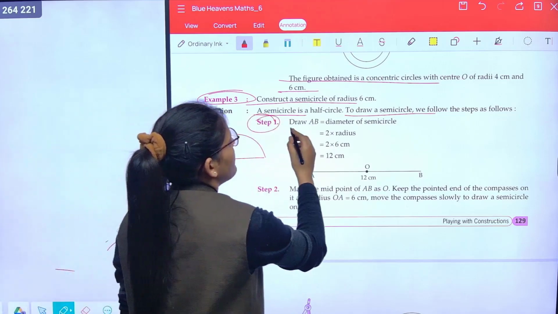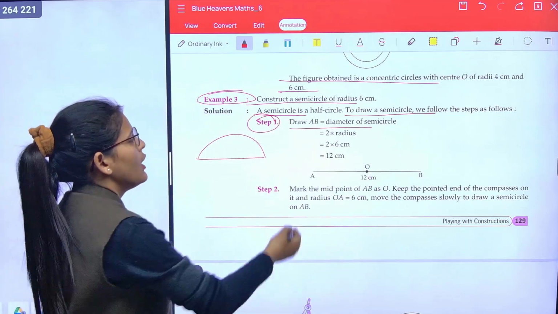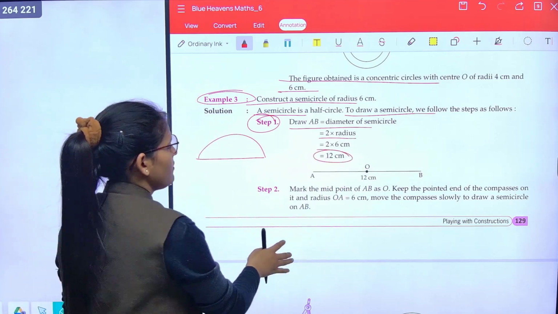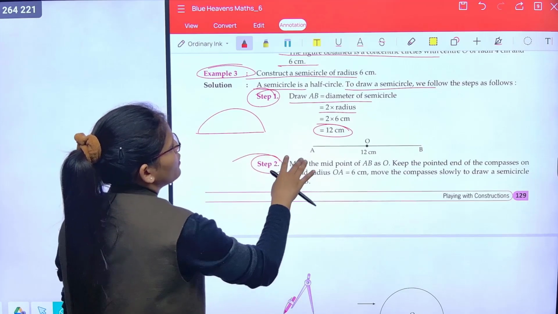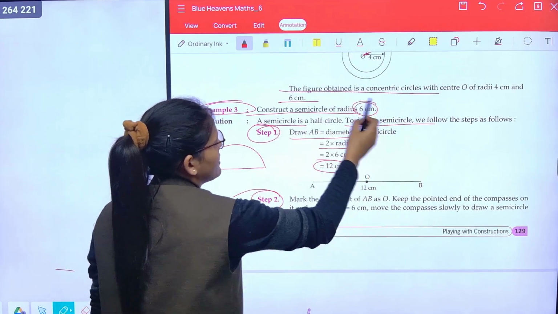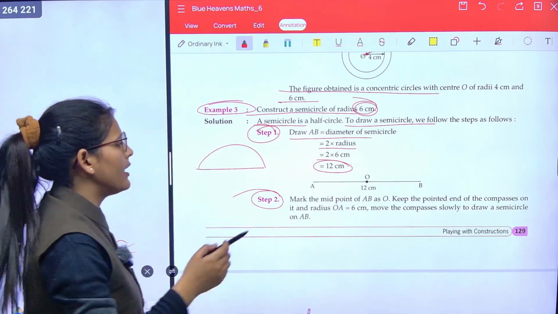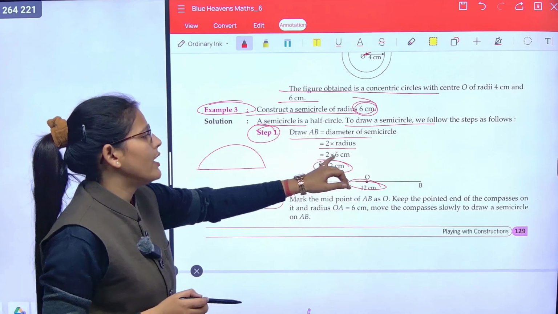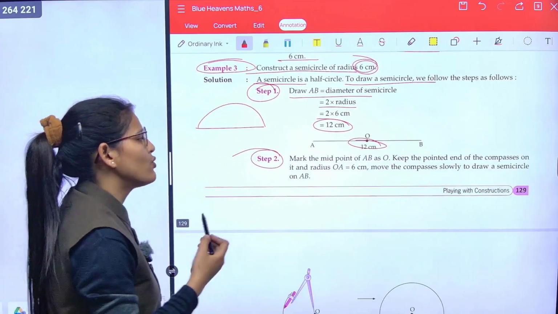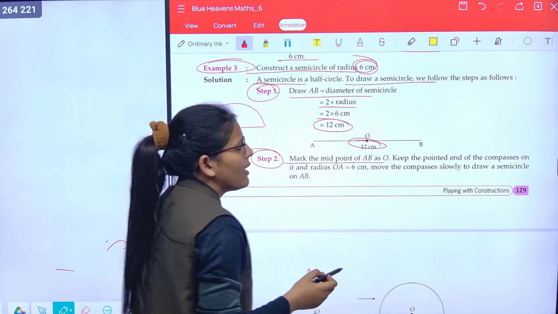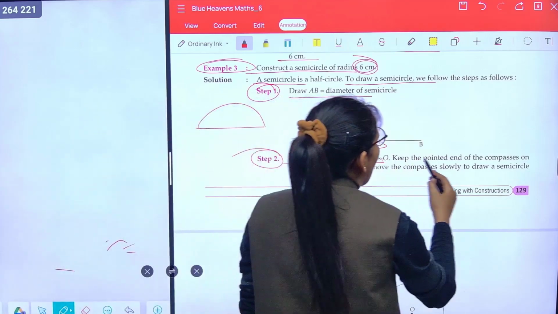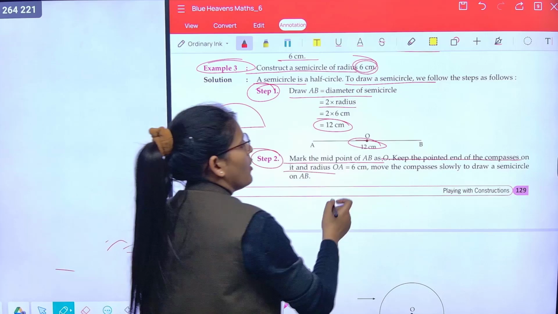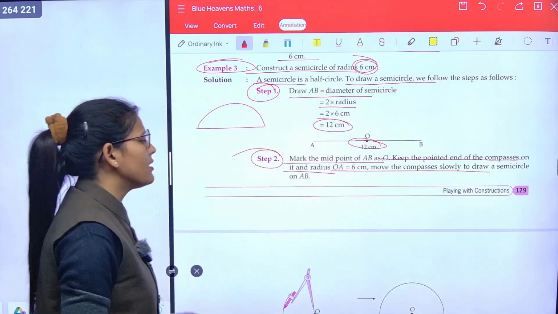Step 1, draw AB equal to the diameter of the semicircle, 2 into radius, that is 12 cm. Okay. Now step 2, class, you can see here, हमें semicircle बनाना है 6 centimeter का. So draw AB, that is 12 centimeter, because 2 multiplied by radius is equal to 6 multiplied by 2, that is 12 centimeter. Mark the midpoint of AB as O. Keep the pointed end of the compass on it and radius OA 6 centimeter. Move the compass slowly to draw a semicircle on AB.